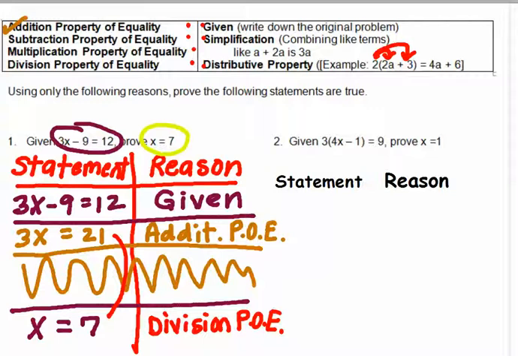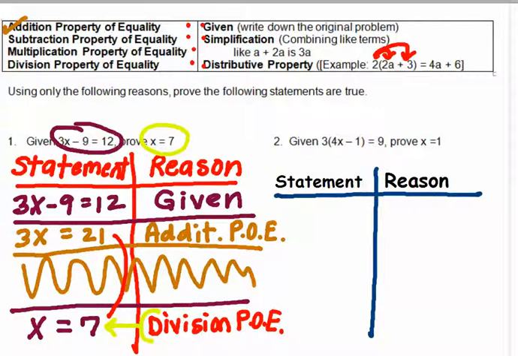Another thing I do want to mention is that this is sort of confusing for people. The reason that you put has to go with the justification of how you went from the line that's directly on the left, how you got there from the line above it. So this division POE explains what I did to go from this line above to this line here. So let's try a couple more. I'll do one more, and then, if you want, on the next page you can pause the video and do some yourself.